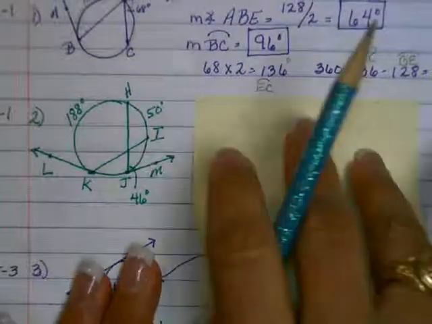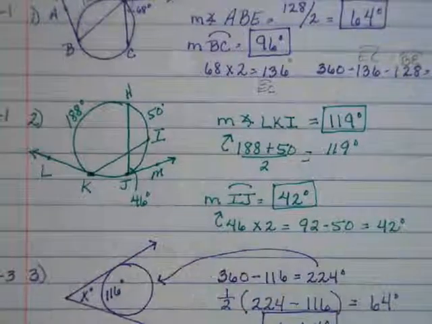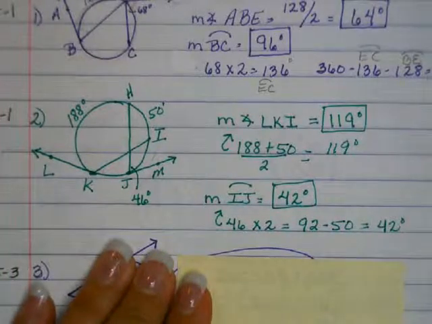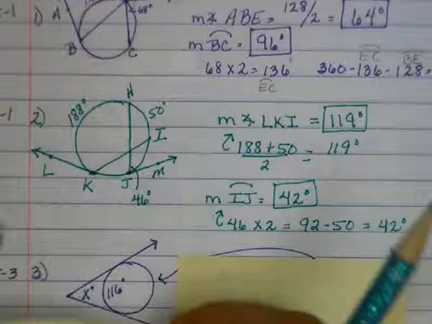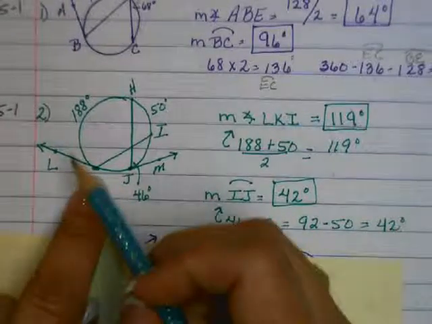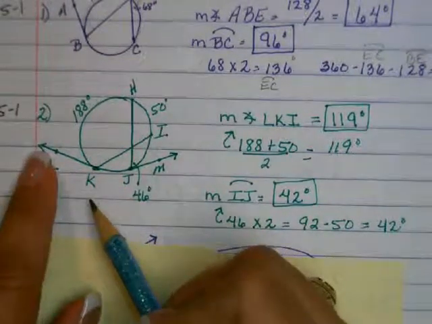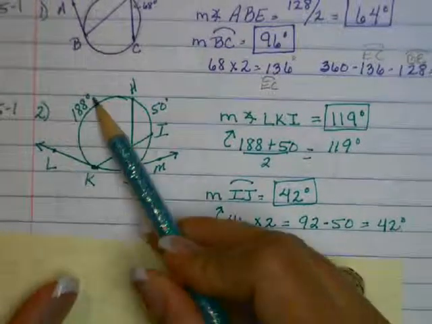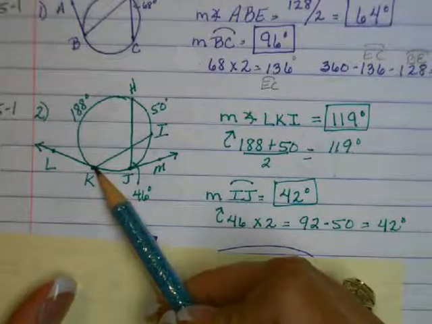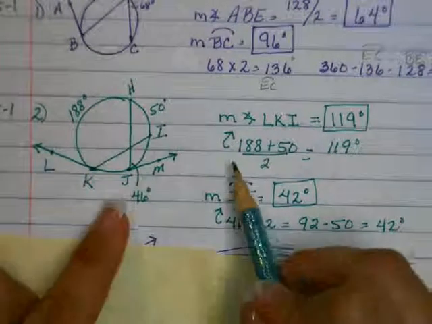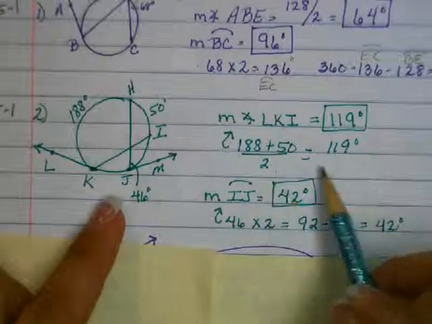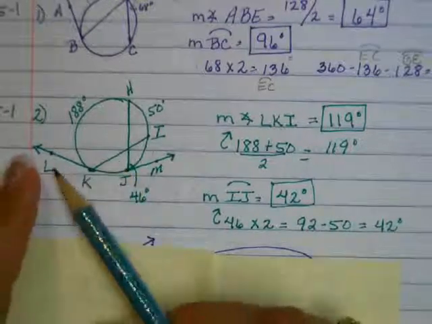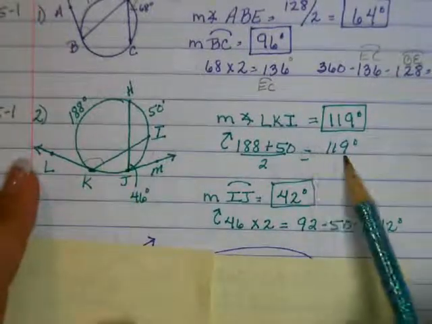On this one, we're going to look for angle LKI. Okay? So angle LKI, where is that? That one has its vertex on the circle with a chord and a tangent. Okay? So part of the angle is outside the circle. All right, so we know that if we take this arc and we divide by 2, right, that'll give us this angle. So 188 plus 50 divided by 2 gives me 119 degrees. So angle LKI, this angle right here, is 119 degrees.